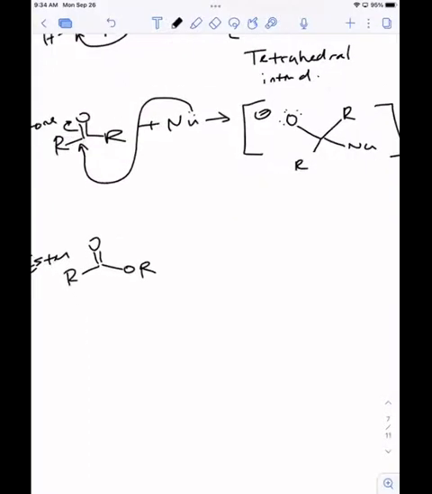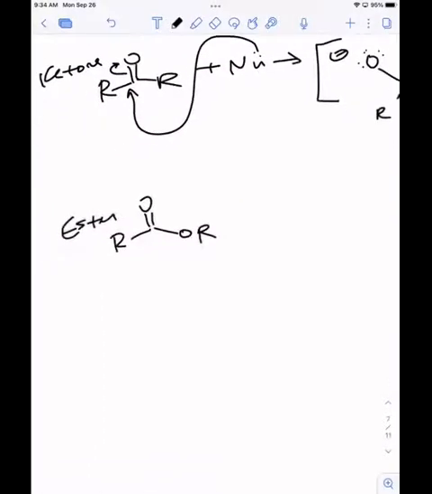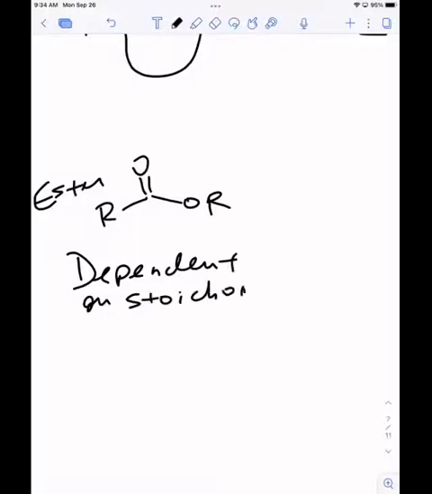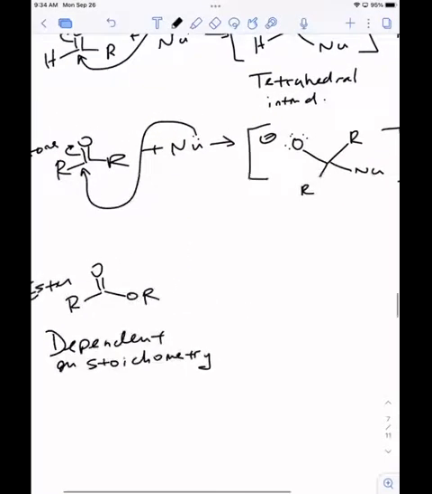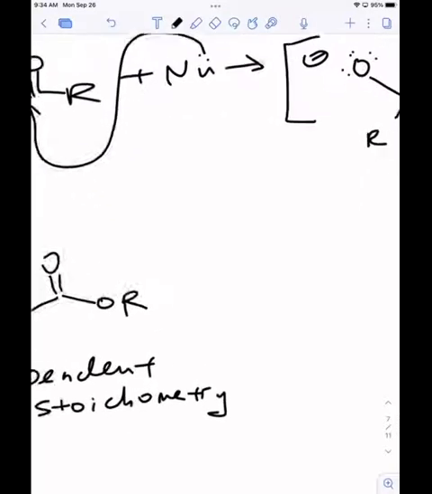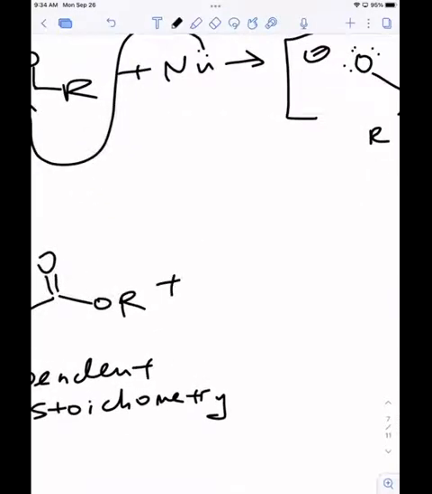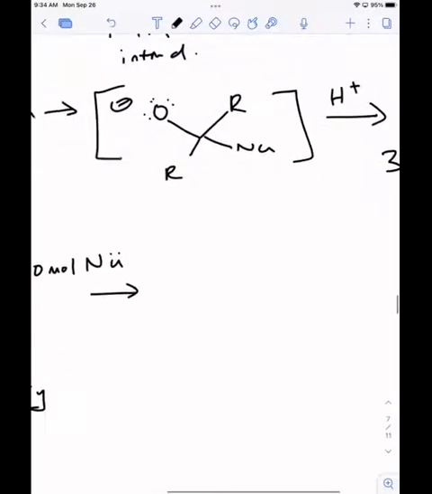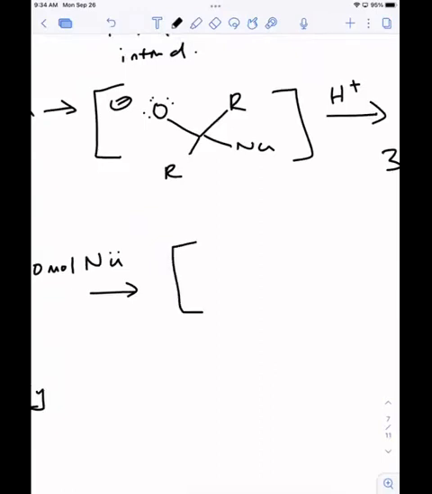If you start with an ester, this is dependent on the stoichiometry. Right, it's dependent on the stoichiometry. If I react this ester with one equivalent or 1 mole of a nucleophile, I'm going to get to this tetrahedral intermediate.